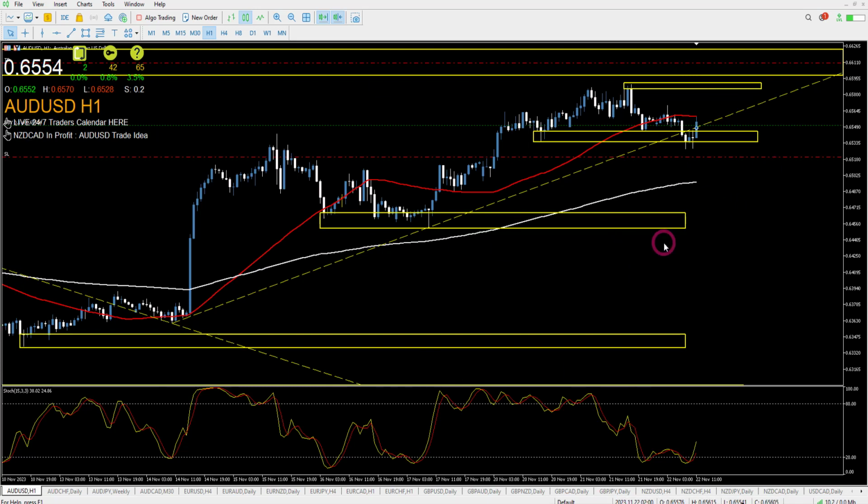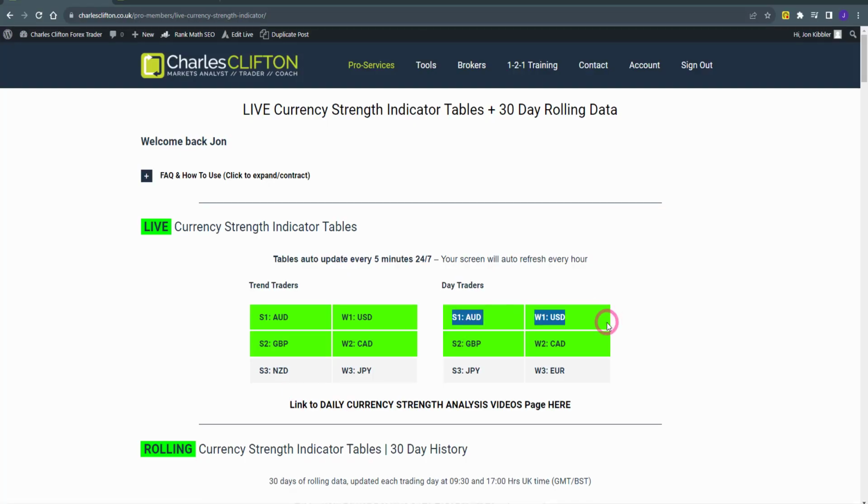Obviously, the table's telling us that Aussie US dollar is the top of the day traders. That, to me, suggests that there's momentum behind this move. So I like the idea of continuing to look for that.